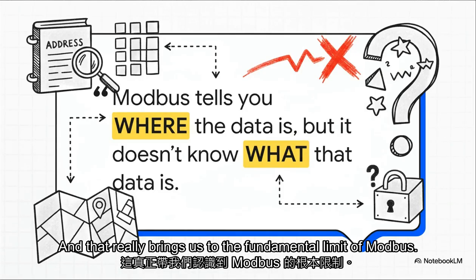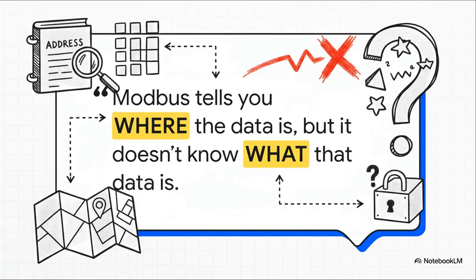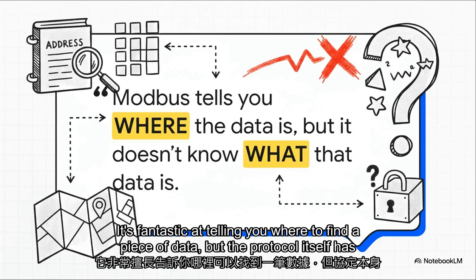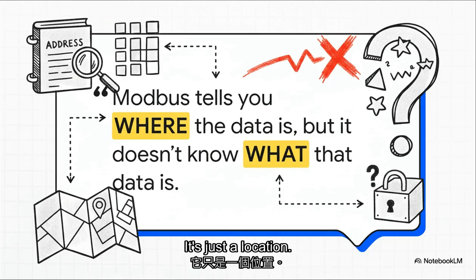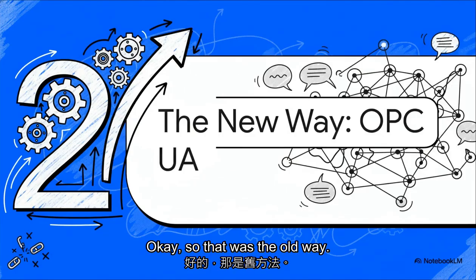And that really brings us to the fundamental limit of Modbus. It's fantastic at telling you where to find a piece of data, but the protocol itself has absolutely no idea what that data actually represents. It's just a location.